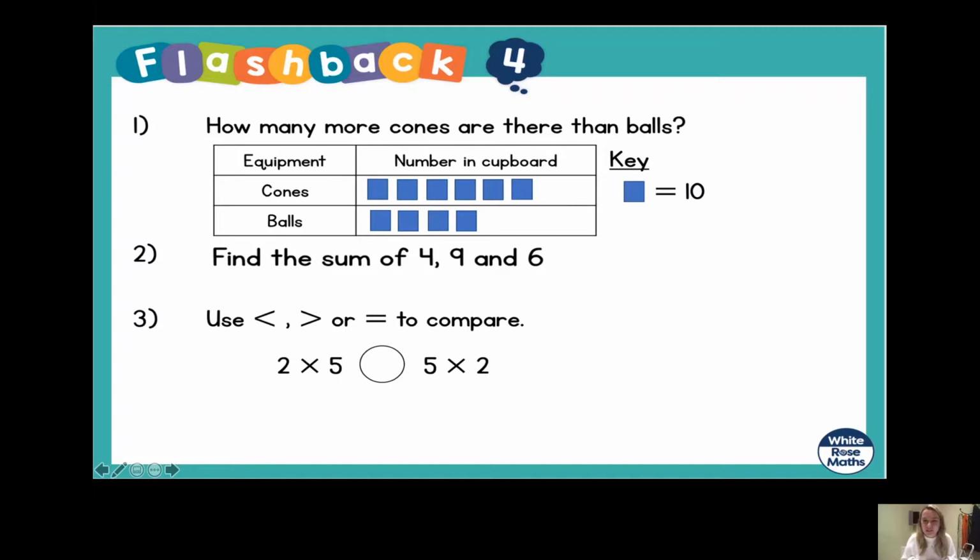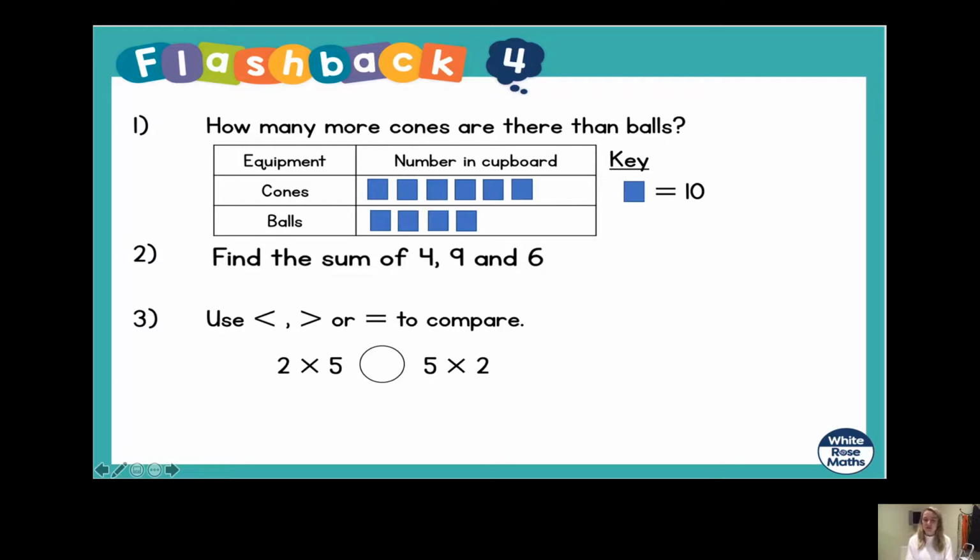Now in our maths lesson today we are going to be looking at a brand new type of graph called a block diagram. I wonder how a block diagram is different to a tally chart or a pictogram. Well, we'll find out in a little while, but before we do, let's warm up our brains with our flashback.